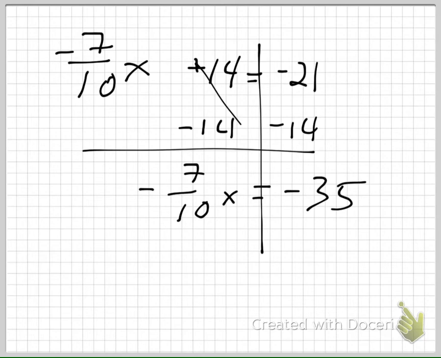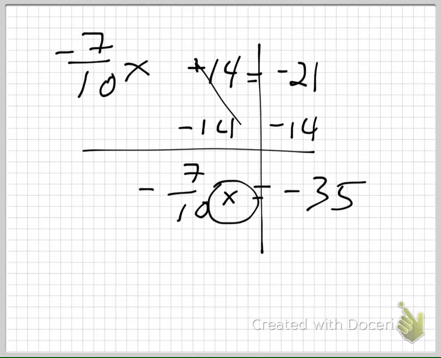What do I do with this thing now? He's being multiplied by negative 7/10, so the opposite of that would be to divide by negative 7/10, but we don't do that, so we're going to multiply by negative 10/7. Now, why negative 10/7? Because that's actually going to get rid of that negative sign. Does that make sense? We want to get rid of that thing.